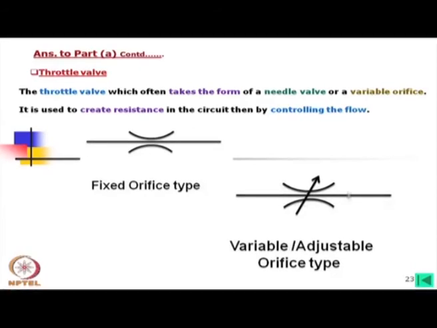That means, here with a knob we can adjust this orifice area, and by this we can change the flow control. But you should always remember this fixed orifice means that flow will vary depending on the pressure, but definitely flow will be controlled.